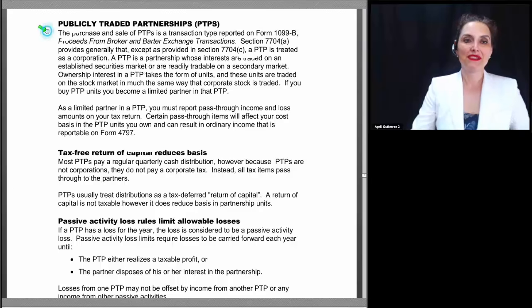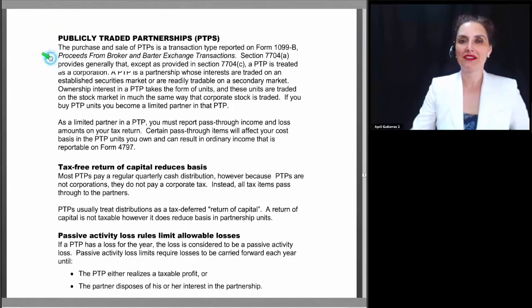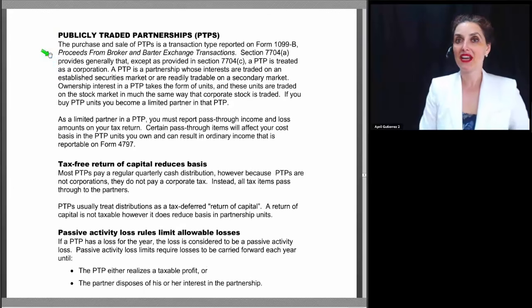And why have I put the sale of PTPs into a class on the sale of business assets? Well, ultimately, the sale of a PTP involves preparation and entries on Form 4797. And so that's why I've stuck it in with the sale of business assets.